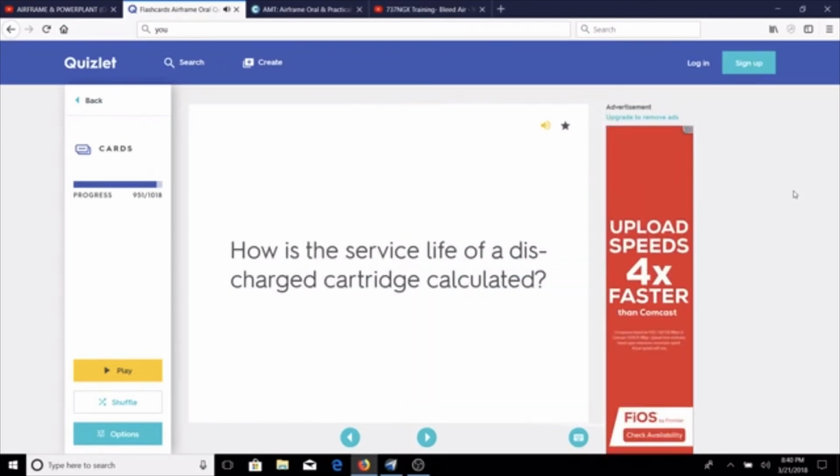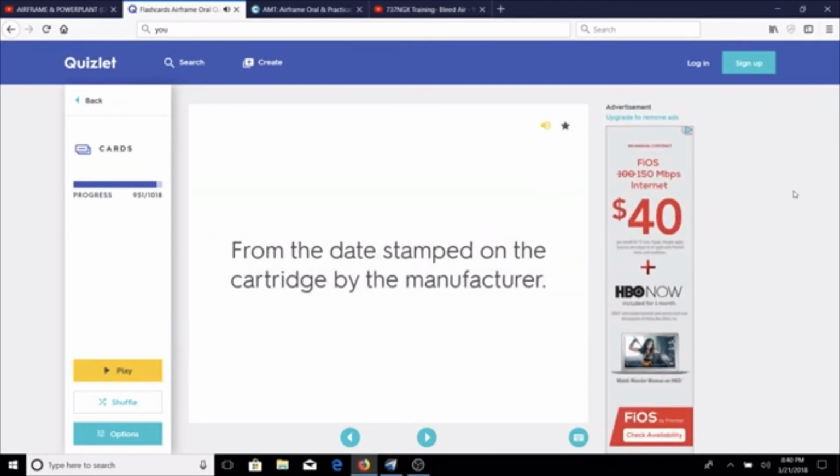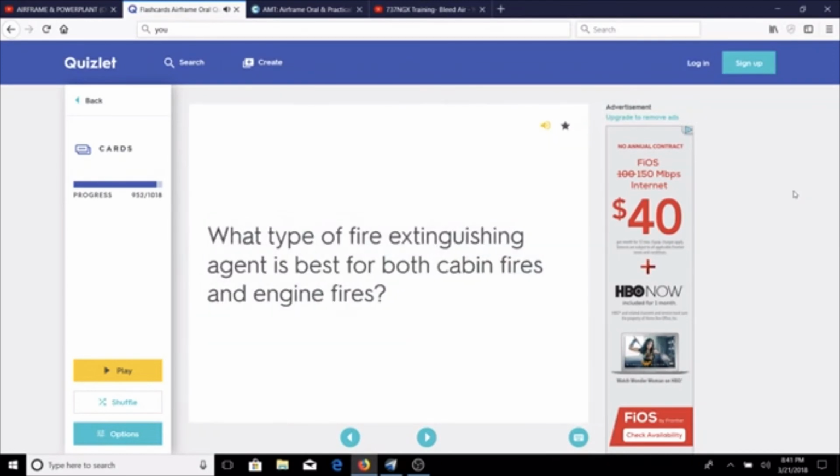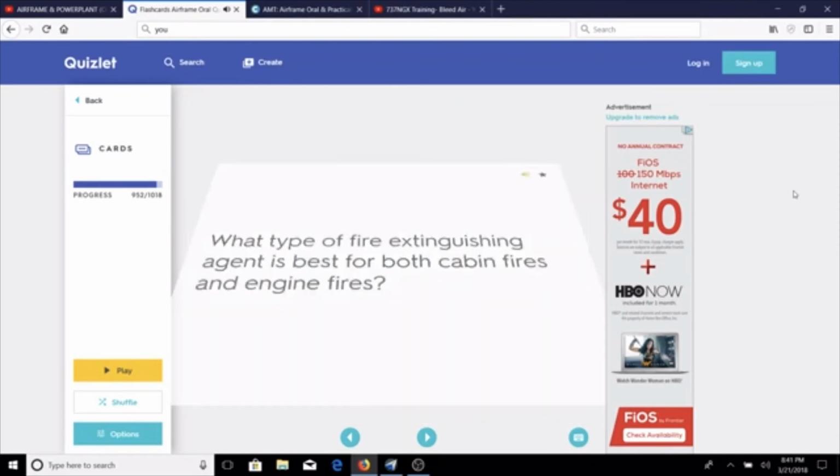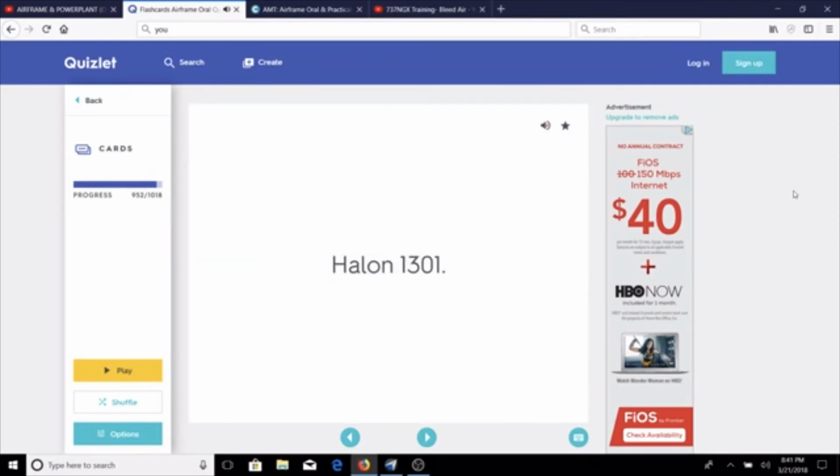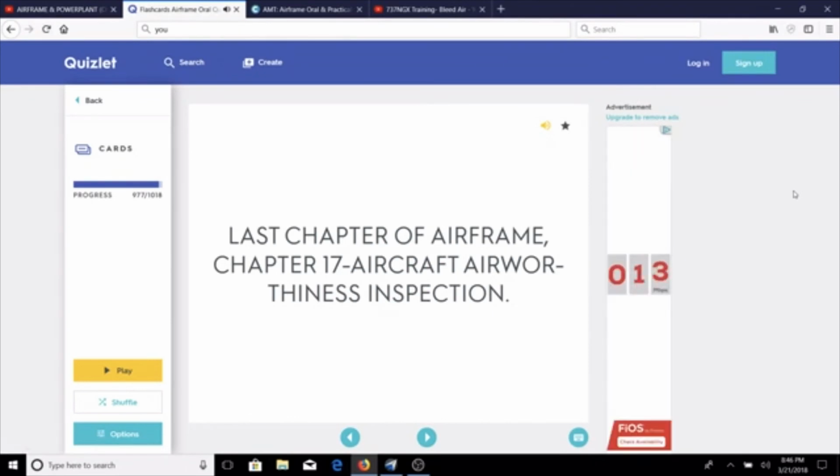How is the service life of a discharged cartridge calculated? From the date stamped on the cartridge by the manufacturer. What type of fire extinguishing agent is best for both cabin fires and engine fires? Halon 1301. Last chapter of Airframe, Chapter 17, Aircraft Airworthiness Inspection.